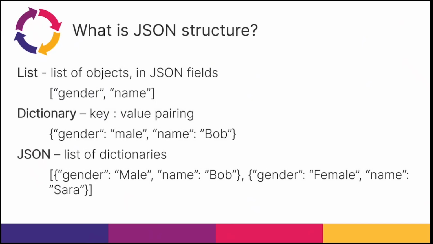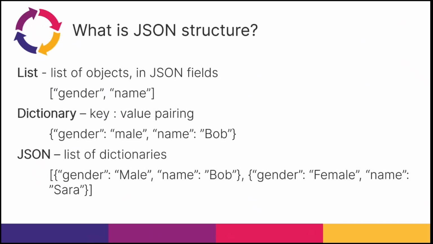In our case, we have here a dictionary, and the dictionary contains two keys, gender and name, and it has two values. With gender, we've associated male, and with name, we've associated Bob. In the JSON structure, it's actually a list of dictionaries. So you have lots of different data types coming together to actually transfer the table.